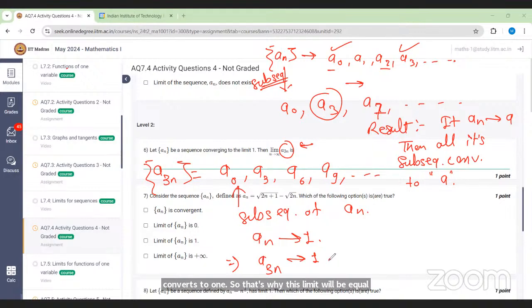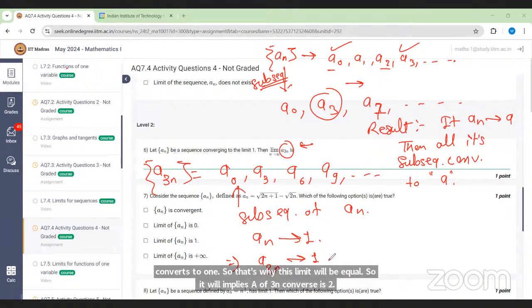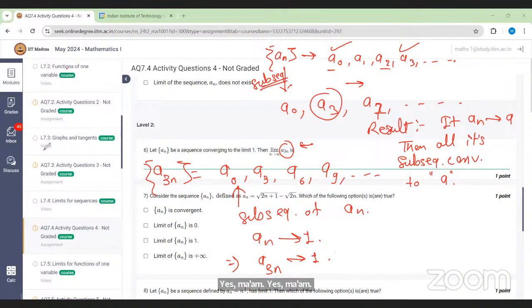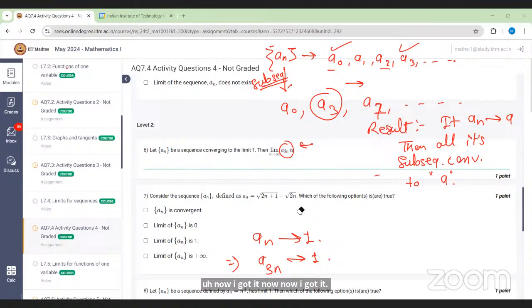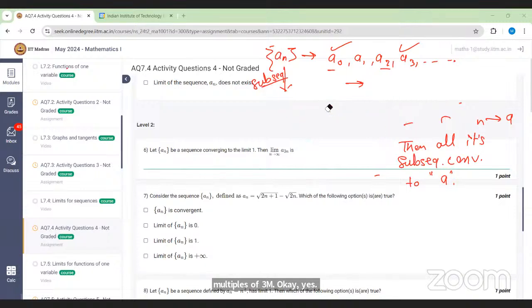Yes, ma'am. Understood, ma'am. I thought it was 3 times a, so I just multiplied by 3. Now I got it. Multiples of 3. Okay. Thank you, ma'am. Anything else?